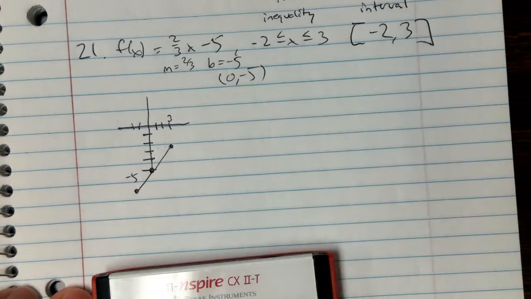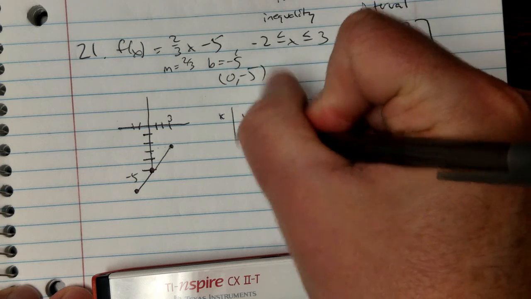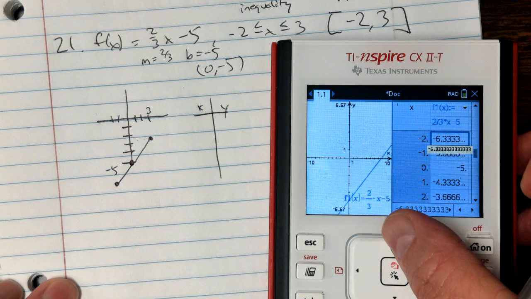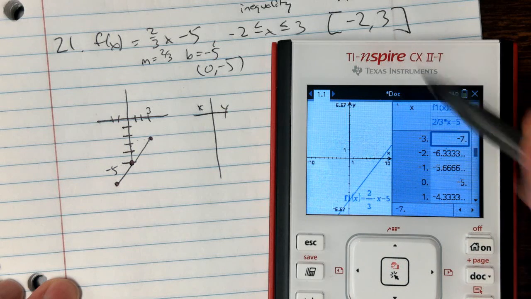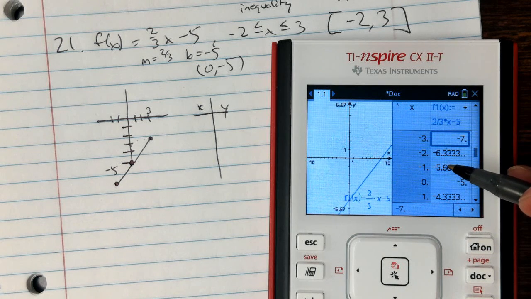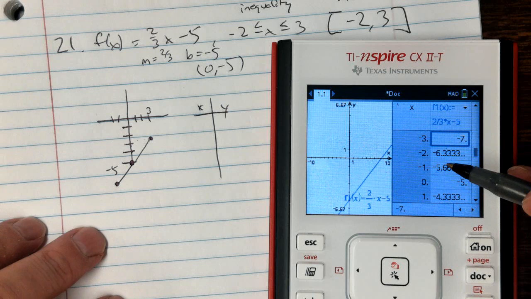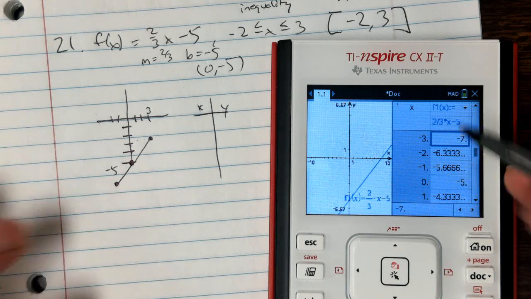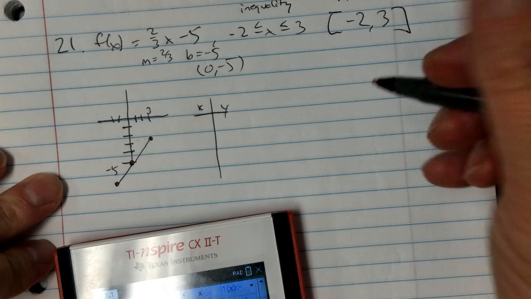So I'm going to first write some really good points. What I mean by good in this case is ones that are not decimals. And at -2, that's an endpoint. Actually, we need that, I think. So -2 is -6.3 repeating.